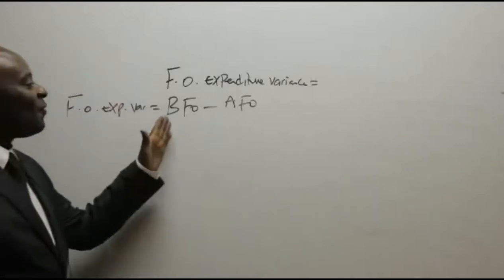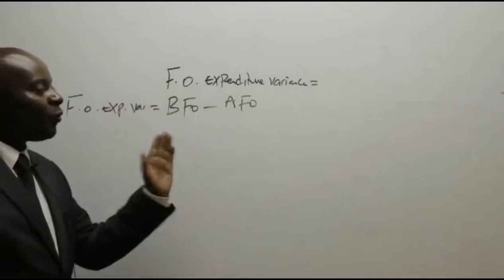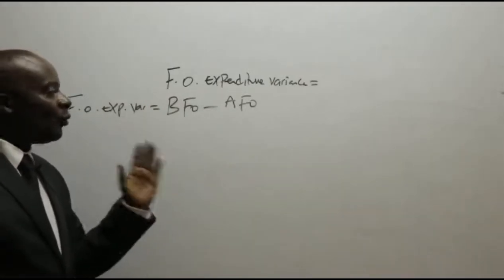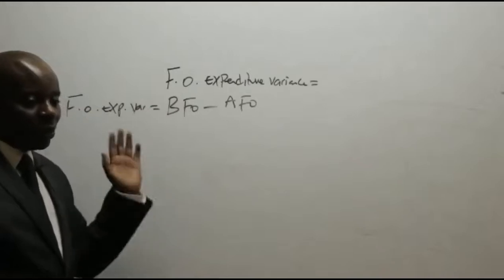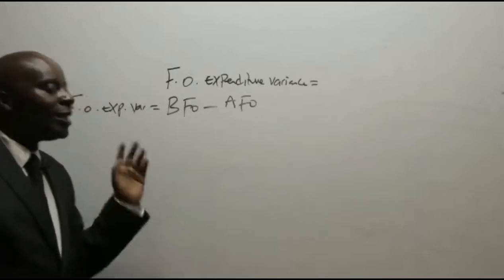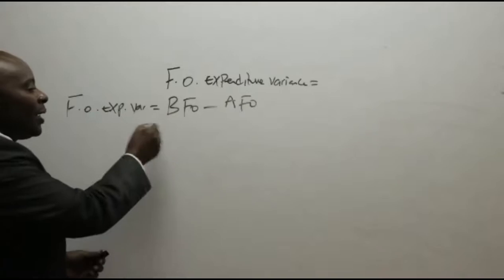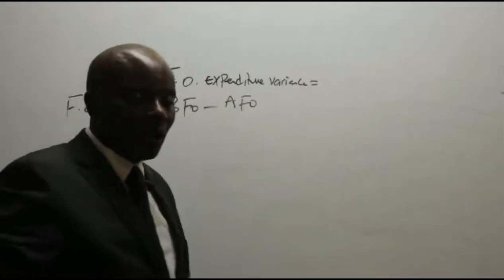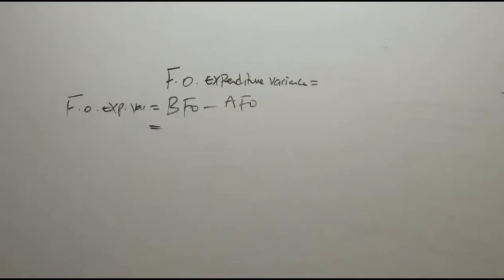So it's budgeted fixed overheads minus actual fixed overheads. Anytime they talk of fixed overhead expenditure, this is what I will be remembering. But now, how do I calculate budgeted fixed overheads? I would want to see whether there is any student who will be able to calculate the budgeted fixed overheads for me.